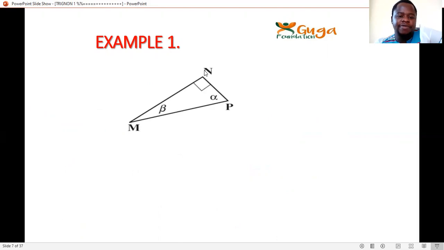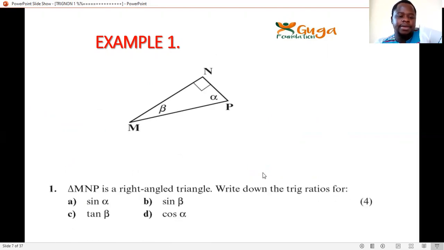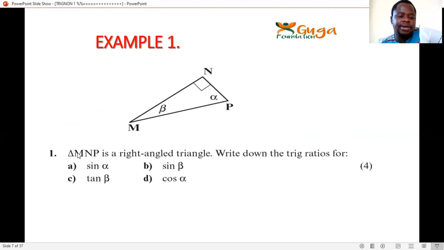Here in example number 1, you've got the right angle triangle MNP. You're given that triangle MNP is a right angle triangle. Write down the trig ratios for sine alpha. Here you've got sine alpha, which will be opposite MN over hypotenuse MP. And for sine beta, it will be opposite over hypotenuse, NP over MP. Then they're saying that if MP is equal to 13 and NP is equal to 5, calculate cos beta.